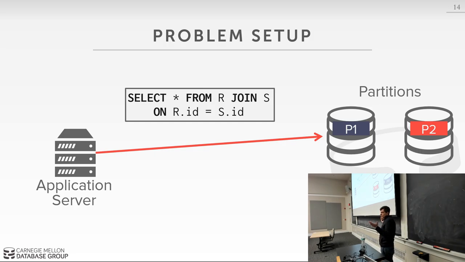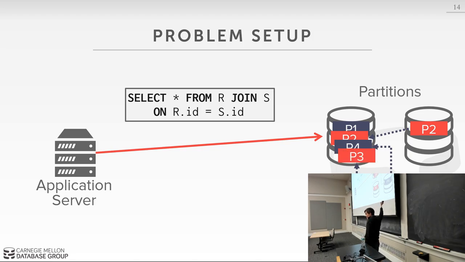So what's the dumbest thing we could do in this case to execute this query? Say this query needs to touch data at all four partitions. What's the easiest, naive thing to do? Exactly. You just take all the three other partitions you need, copy them to the home partition, then do the join, and compute the result back.